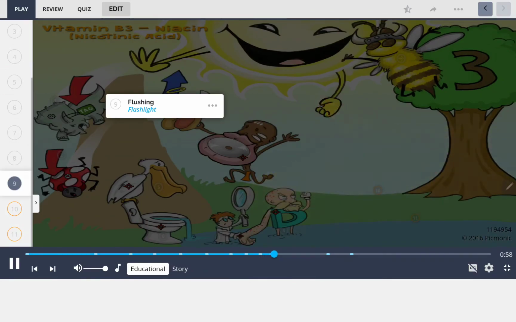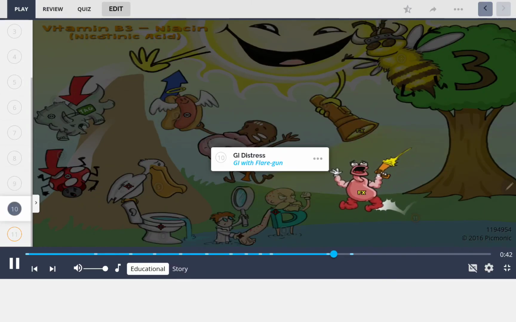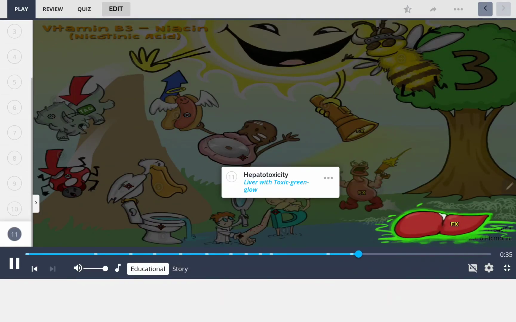In high doses, nicotinic acid can cause vasodilation, leading to flushing, shown by the flashlight to flush skin as the sun's rays beat down. This side effect can be prevented by taking aspirin beforehand. The GI shoots his flare gun in distress, representing GI distress as another side effect. But worst of all, the rays also cause toxic damage to the land's crops, turning them into a liver with toxic green glow, representing hepatotoxicity as another possible adverse effect.